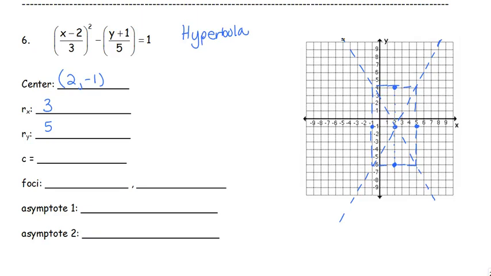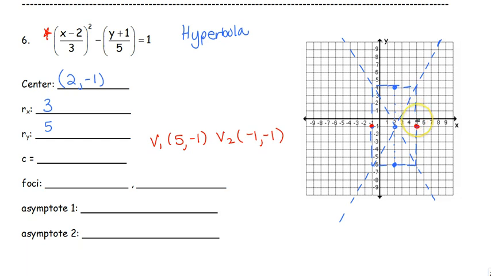So now I'm ready to get started drawing my hyperbola. I look at my equation. I look for the positive axis. I see that x is the positive axis. Therefore, the points that I made using my r of x are going to be my vertice points. My r of x was going right 3 and left 3. So this is my 2 vertices. 5, -1. And my second vertice is -1, -1.